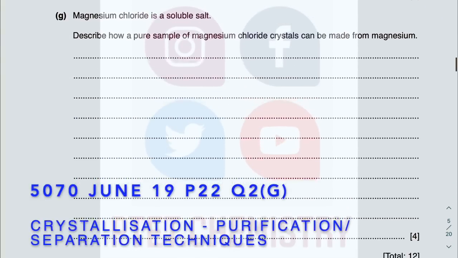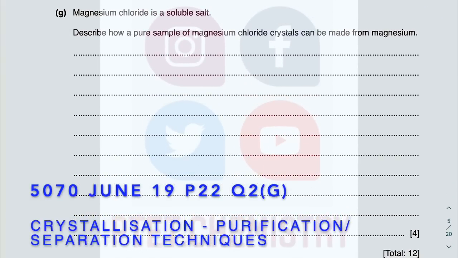Calcium chloride is a soluble salt. Sorry, not calcium chloride. Magnesium chloride is a soluble salt. Okay, how can you get pure magnesium chloride crystals? So you want crystals and you want pure. Okay, can be made from magnesium.